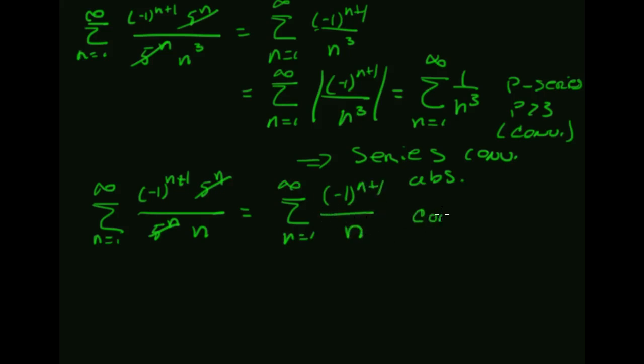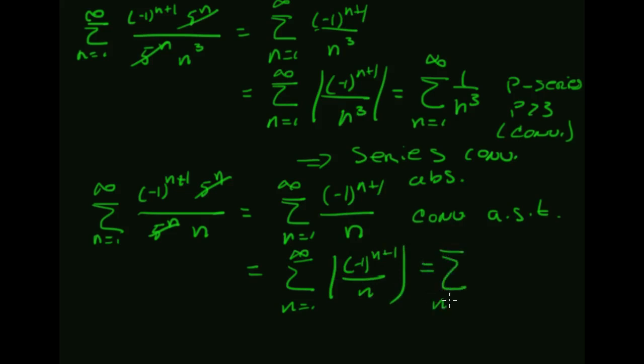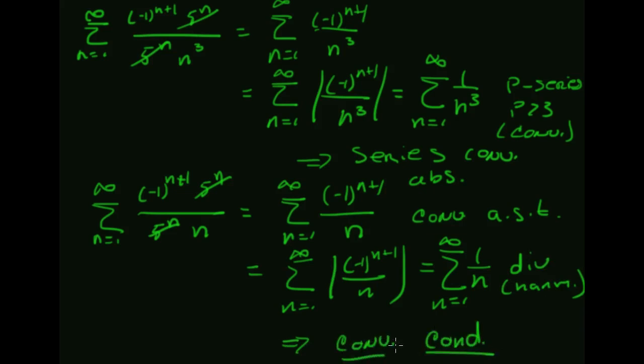That converges by alternating series test. However, when I take the absolute value, I get 1 over n, which diverges, it's harmonic. So this one converges conditionally, right? This is not an absolute convergence because the series of the absolute value does not converge. All right, so let's look at part C of the problem.